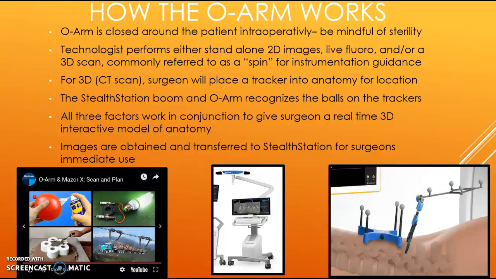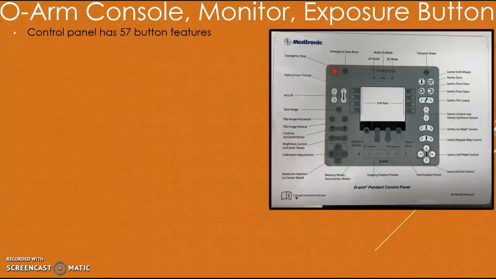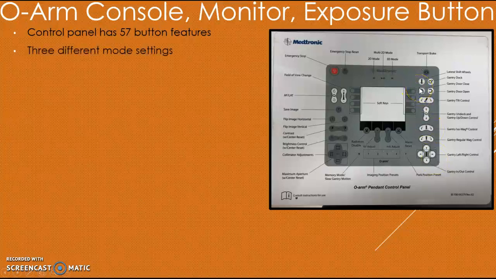Once you obtain your 3D scan, all the images are transferred here to the Stealth Station, and they're available immediately for use. So the O-arm console, monitor, and exposure button. The control panel has 57 button features. It's a lot. So for me, I make a cheat sheet on the O-arm for the buttons that I use over and over again. I'll just get a piece of tape, write what it means, and put it along there to help me out. There are also 3 different mode settings. So here's your 2D, your multi-2D, your M2D, and your 3D.